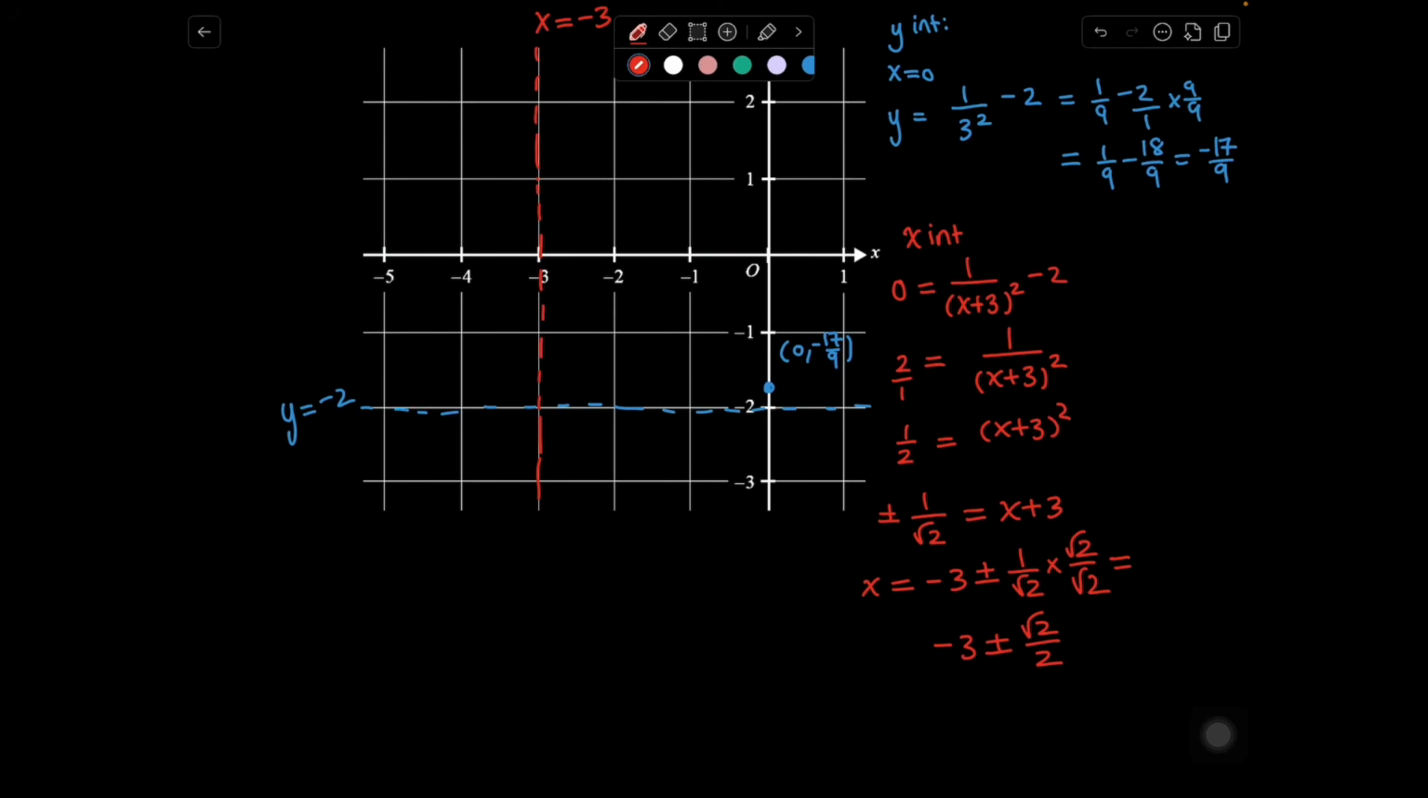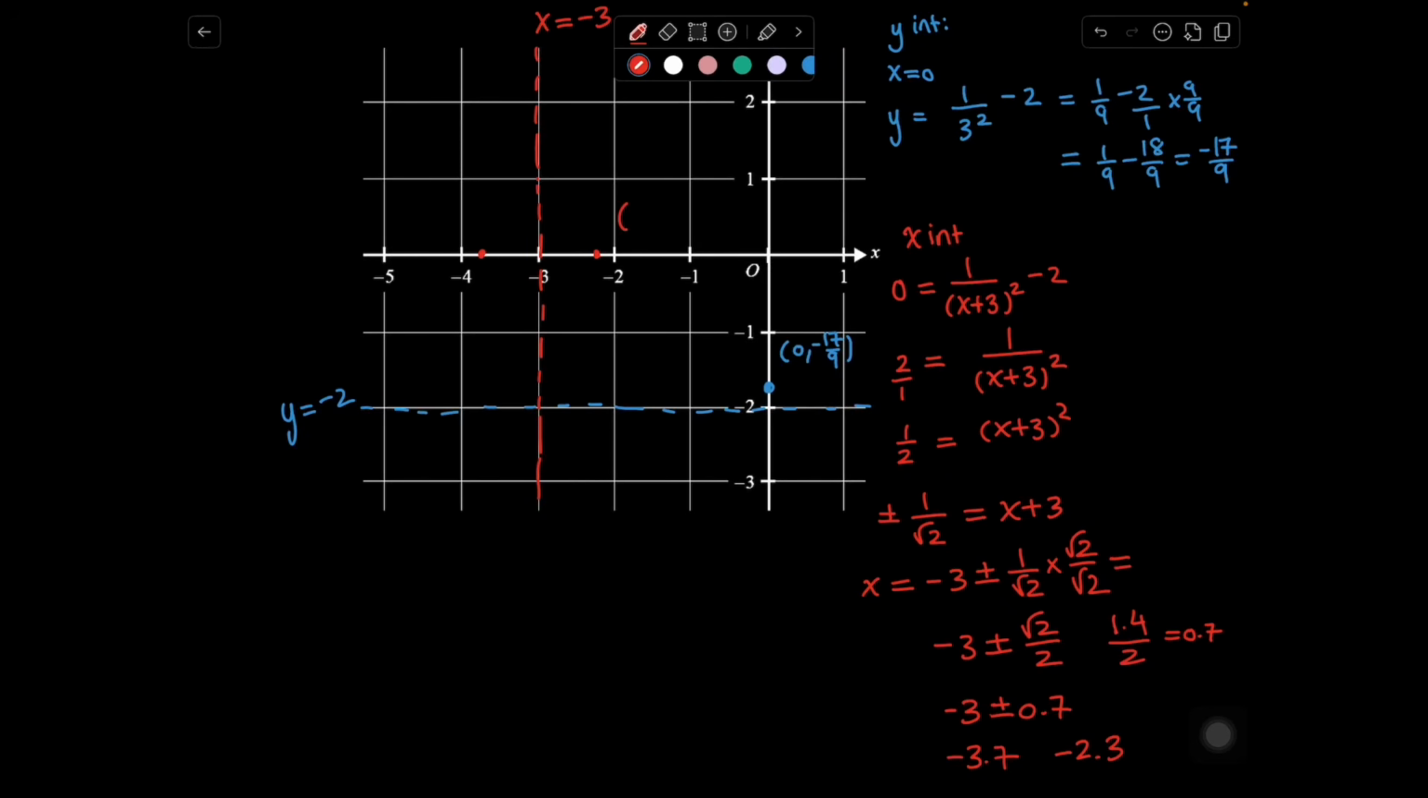It's helpful to know approximately what root 2 is, so it's 1.4, and when you divide that by 2, it's about 0.7. So this lets us have an idea of where exactly on the x-axis we need to put our x-intercepts. Negative 3 take away 0.7 is negative 3.7, and then negative 3 plus 0.7 is negative 2.3. When you're labeling it, don't use the decimals because the question doesn't ask for that, so you need to put your exact values. But now we know around where to put them, so we can put one there and then the other one here.